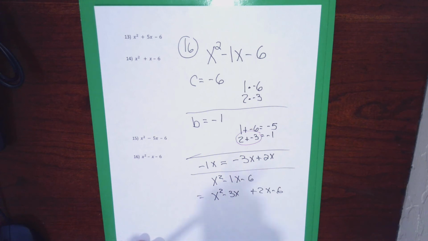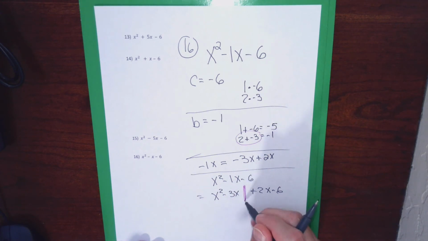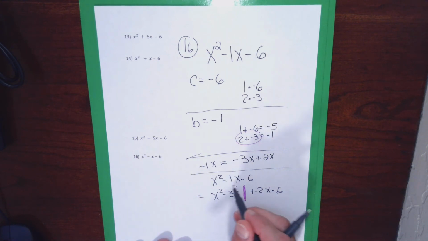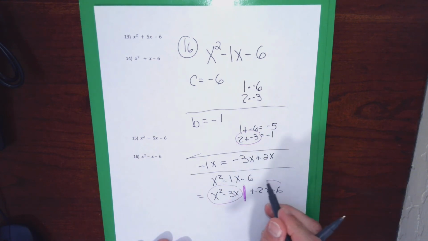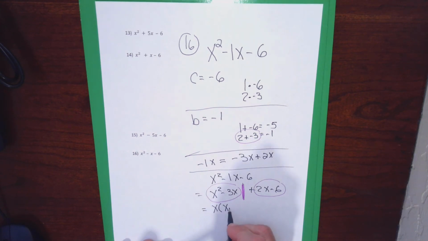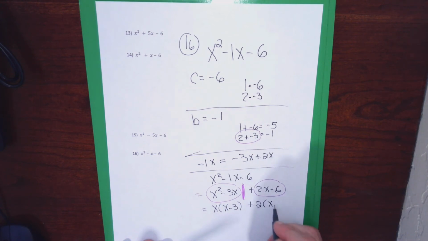So I rewrote the negative 1x as negative 3x plus 2x and put my vertical bar in. I have a left half and a right half that I need to common factor. For the x squared minus 3x, I'm going to factor out a common factor of an x and be left with an x minus 3. Across the vertical bar, I'm going to factor out a 2 and be left with an x minus 3.